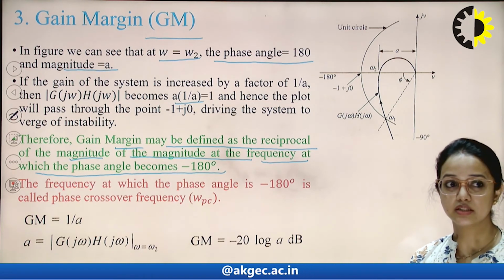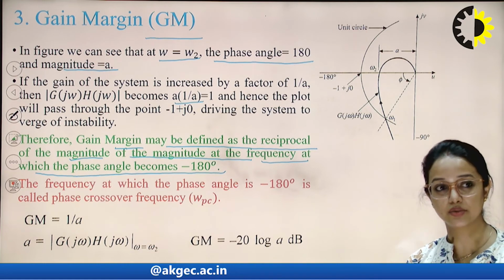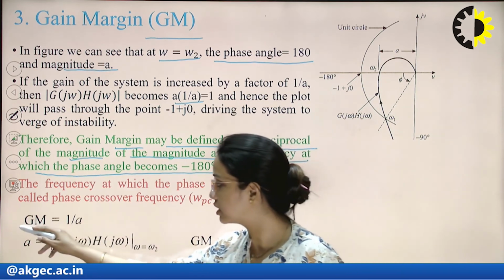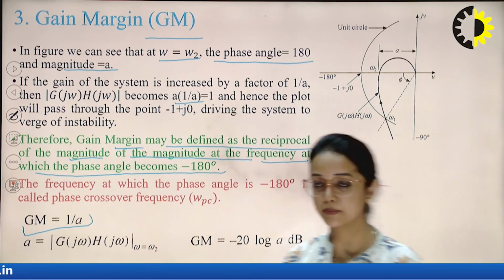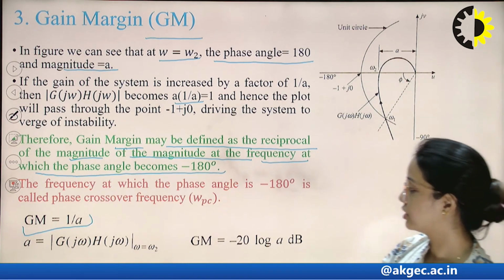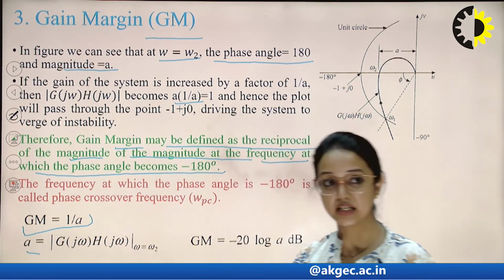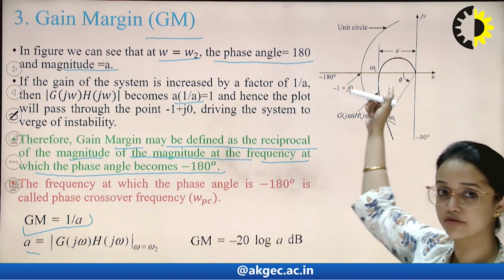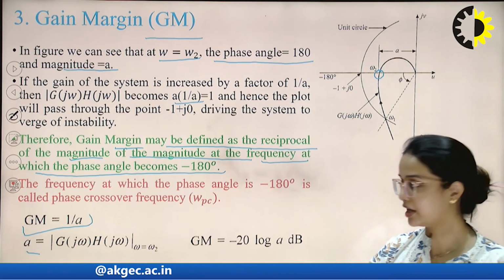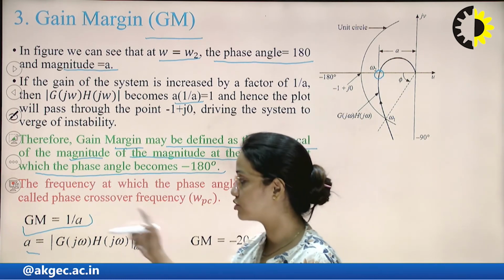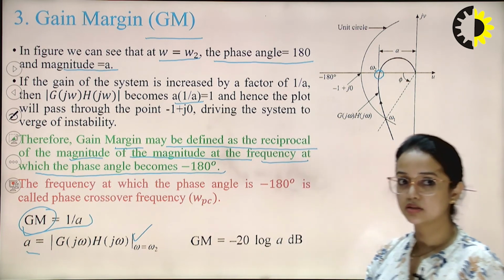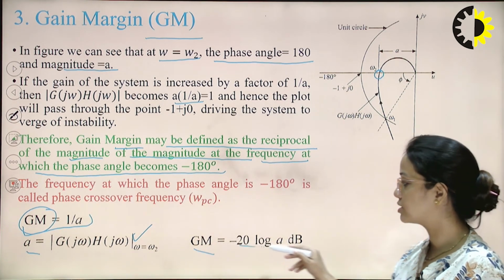The frequency at which the phase angle is -180 is called the phase crossover frequency. So, the gain margin will be equal to 1 by A, the reciprocal, where A is nothing but the gain at omega equals omega 2. So, what we have to do is trace this frequency, calculate the magnitude at this frequency, and take the reciprocal of that magnitude to get the gain margin. In this case, the gain margin in dB will be -20 log A.